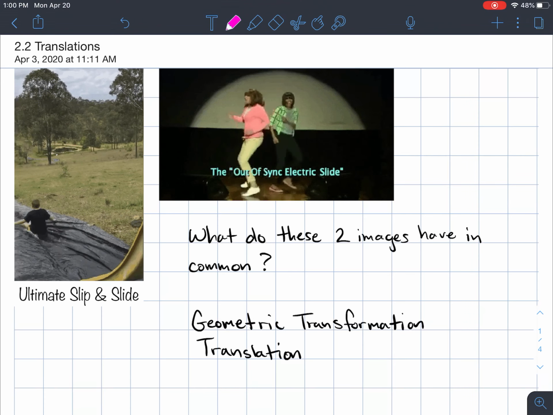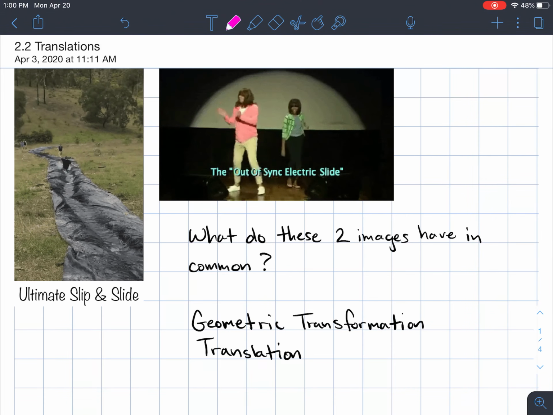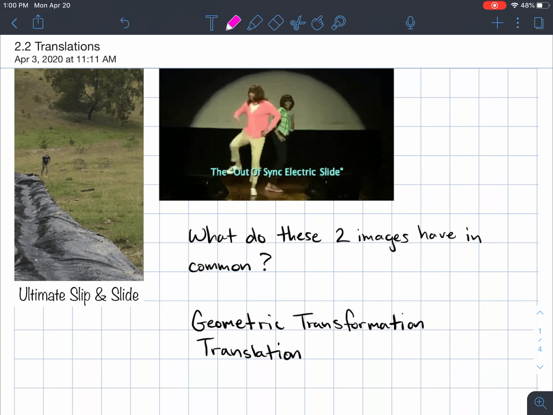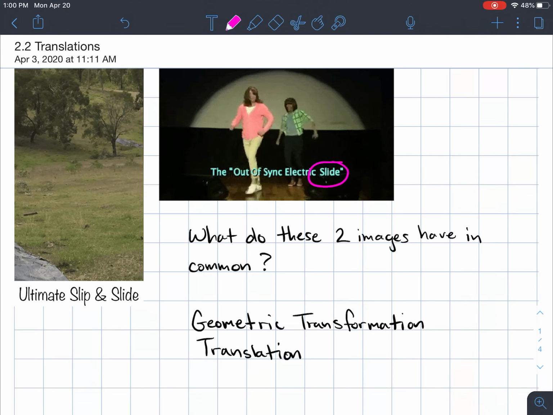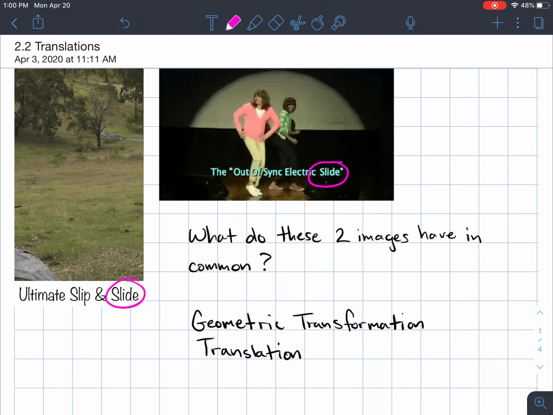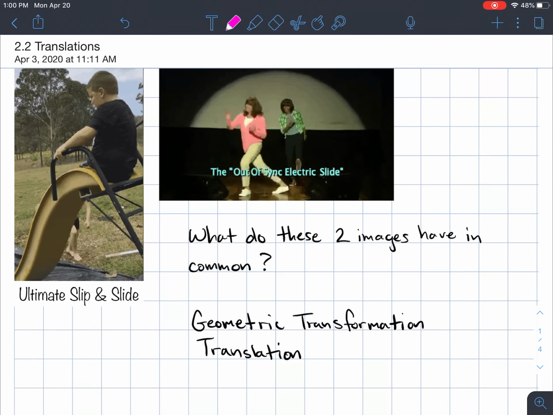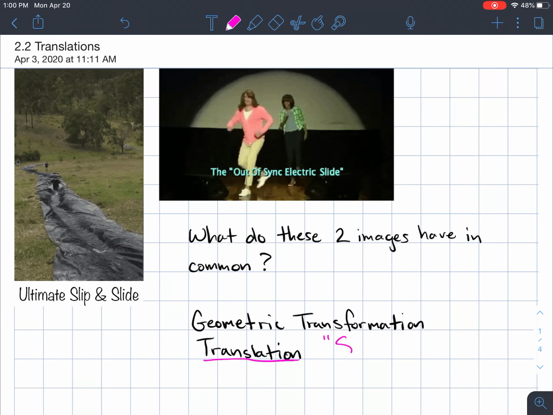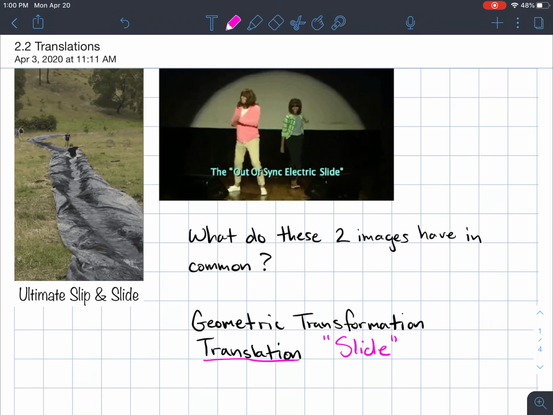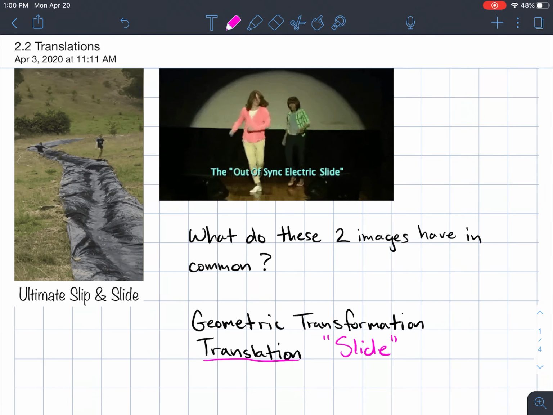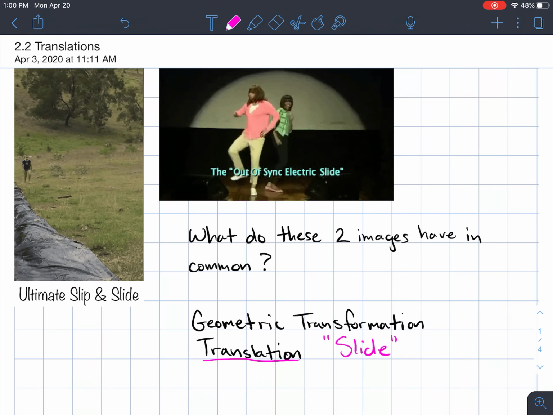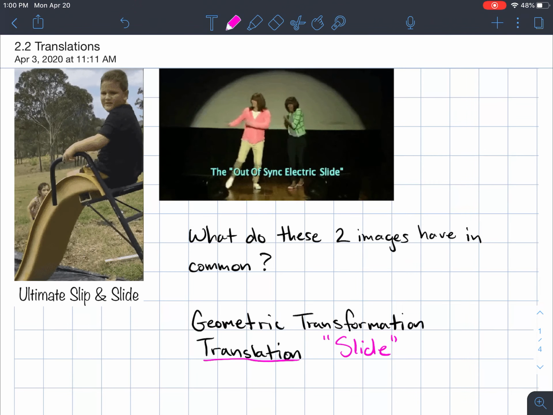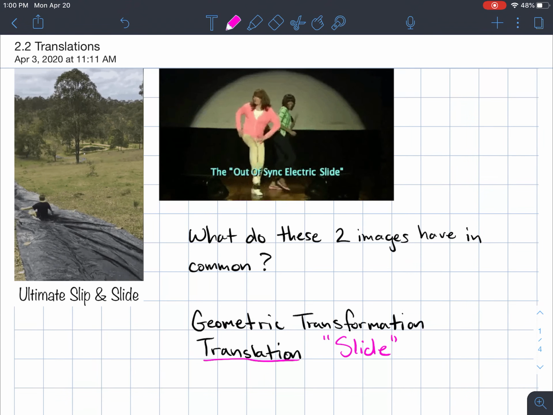But what do those two pictures have in common? If you guessed the word slide, you're absolutely correct. What they have in common is the word and the action, slide. And that's going to be the word of the day. The geometric transformation, translation, can be best described in one word as slide, because you're basically taking a shape and sliding it somewhere onto the coordinate plane into another position. So slide is the key word.